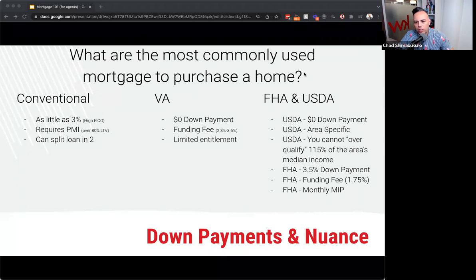FHA and USDA, as I'd mentioned before: 100% financing for USDA, but it's area specific. You have to be in that sweet spot again in order to qualify. And FHA is a 3.5% down payment. There is a funding fee there too. It's 1.75%. And FHA has a monthly MIP. MIP is the mortgage insurance premium. It is basically the same thing as PMI, but the government version. You don't have to have MIP on an FHA loan if you put down a certain amount of down payment. But why would you put that down payment? If you did, you would just go to conventional. So some of these things don't make a whole lot of sense, but you want to make sure that you're talking to a good loan officer to help you navigate through that.